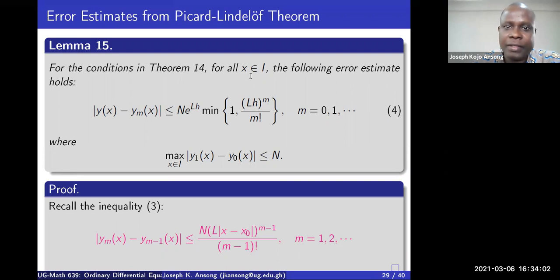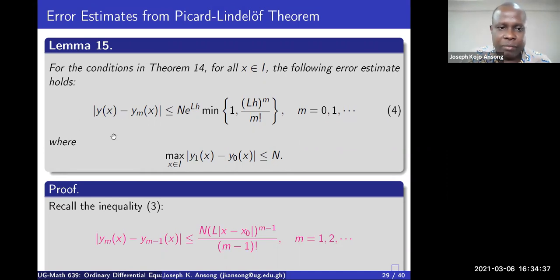For all x in the interval I, the following error estimate holds. The difference between your actual solution and your estimate is less than or equal to this, where the maximum of the difference between y1 and y0 is less than some positive number N in the interval. So why is this important?